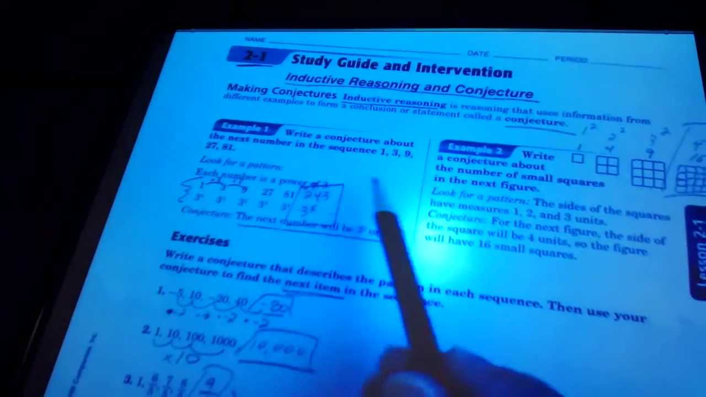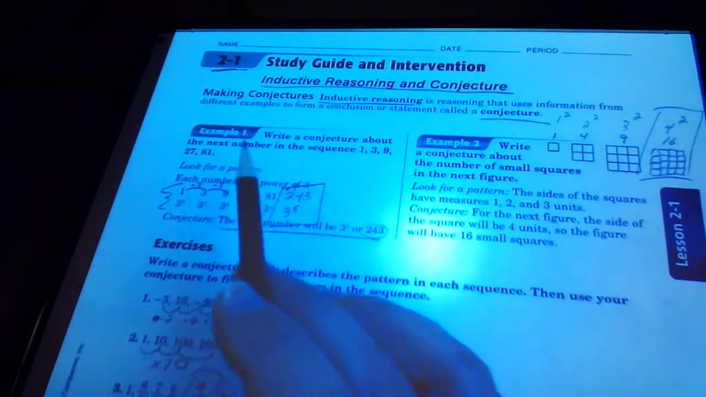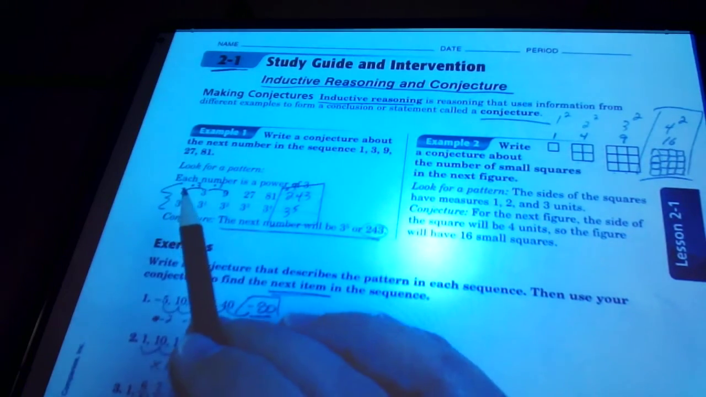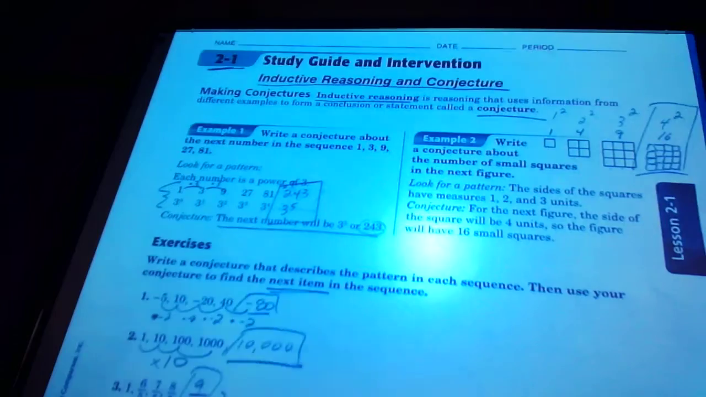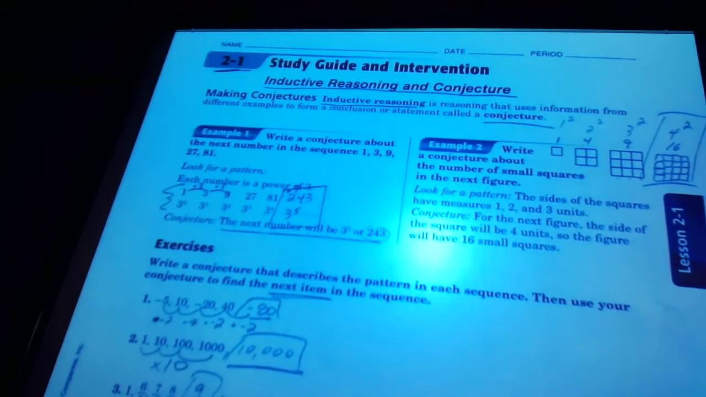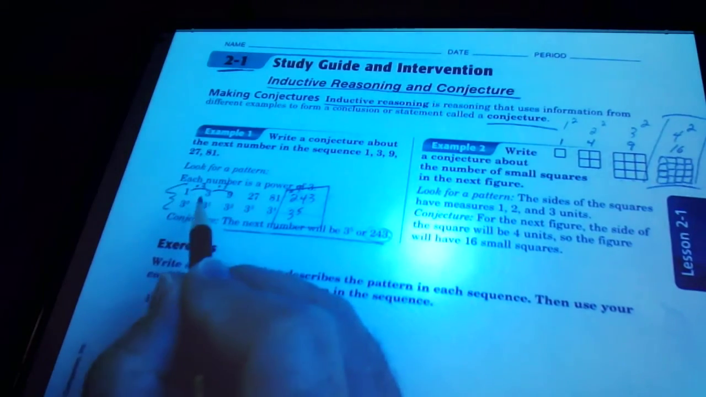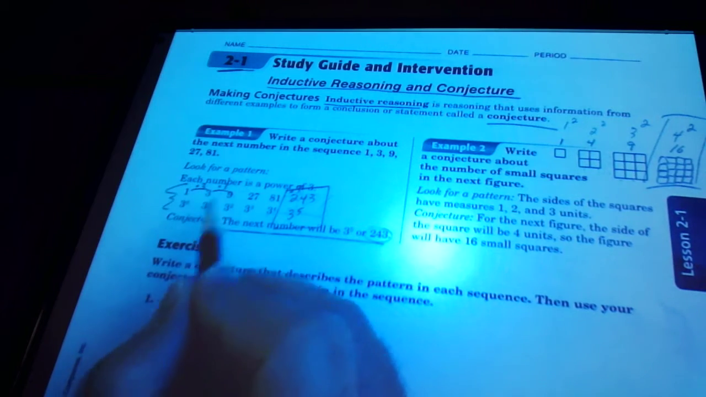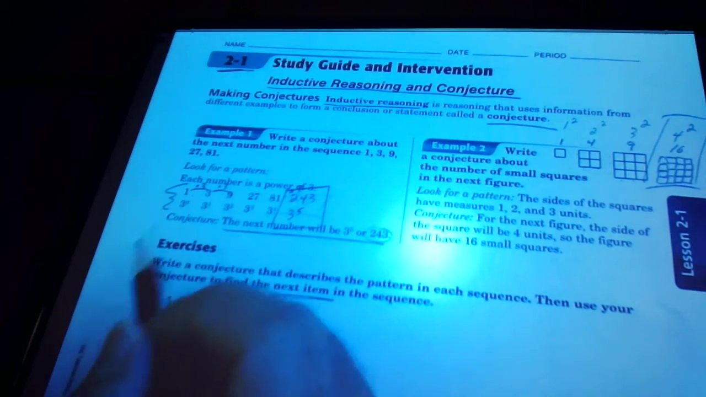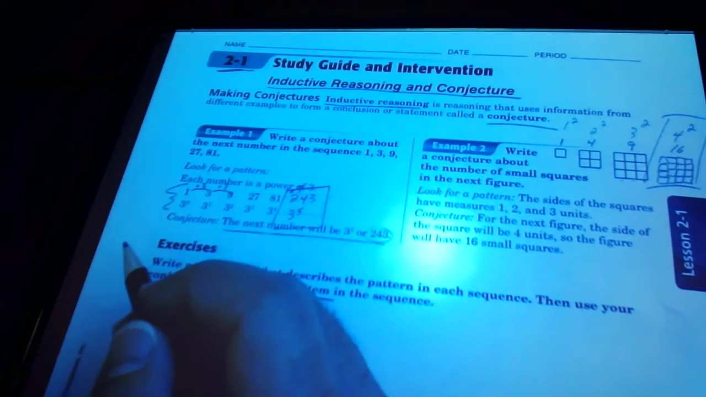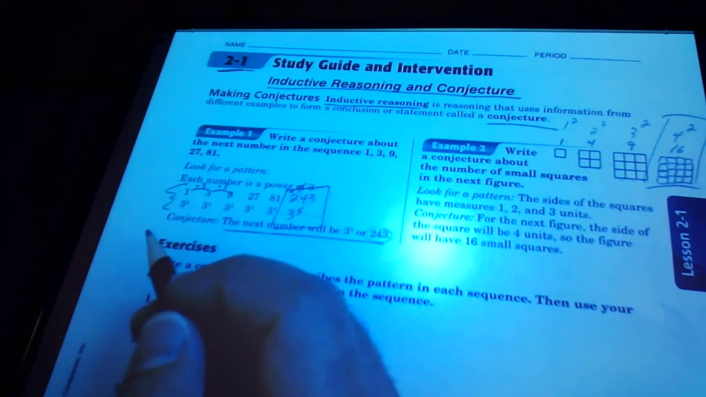Example 1 says, write a conjecture about the next number in this sequence. It goes 1, 3, 9, 27, 81. You can see the work that's been done. We have to figure out what's happening. Obviously, to get from 1 to 3, 3 to 9, 9 to 27, we're multiplying by 3. So you can see that's inductive reasoning.